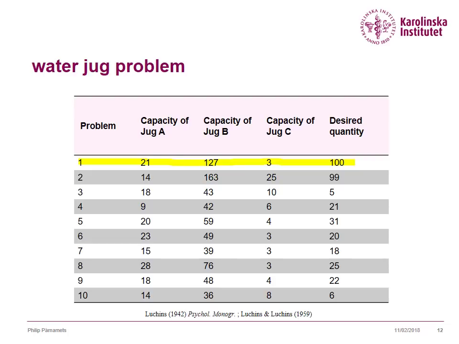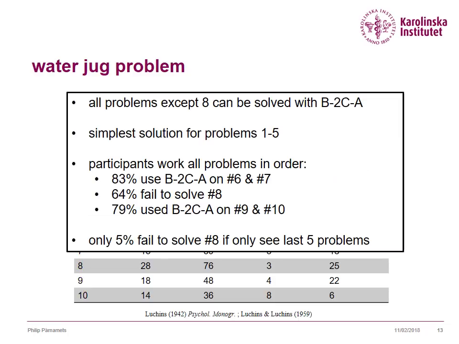And when students or participants in experiments are given them, they're given, for example, these 10 problems shown here in sequential order, but you of course don't see all the problems at once, you get them one at a time. So all of the problems in the table that I just showed you can be solved with a general formula b minus 2c minus a, which was a solution we kind of walked through together. And as it also happens, this is the simplest solution for problems 1 to 5.